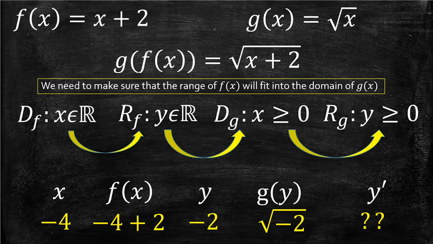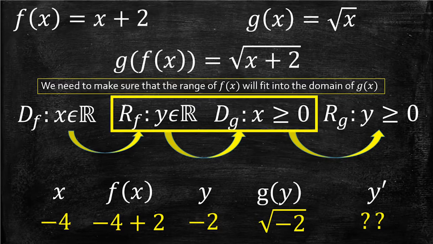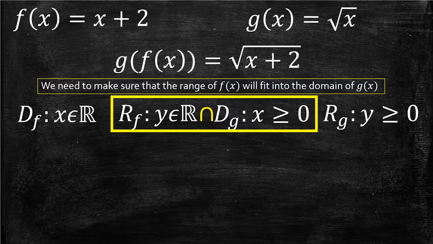Well, again, we just need to make sure that the range of f matches with the domain of g. So simply, we're just looking for the intersection of those two. We need to make sure that the range of the y values coming out of f matches with the domain of the x values going into g. If we look closely at the intersection at the moment, we can see that y can output any value, but x can only take values greater than or equal to 0.